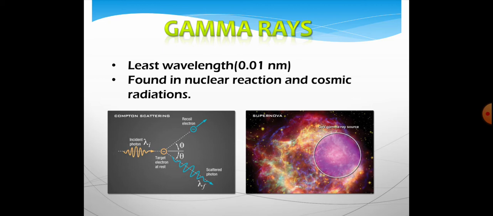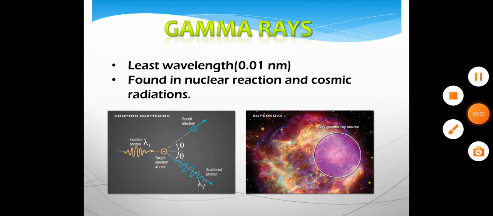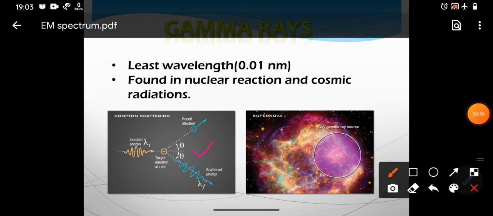As you can see here, they have the minimum wavelength, that is their wavelength is nearly equal to 0.01 nanometers or 0.1 angstroms, okay. They are found in nuclear reactions, as you can see in the image, or cosmic radiations. You can see it is written gamma ray source over here. Cosmic radiations means the radiations which come from cosmic explosions of stars and other nebulas, etc., okay.